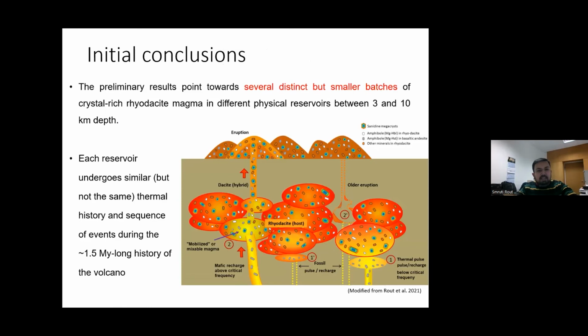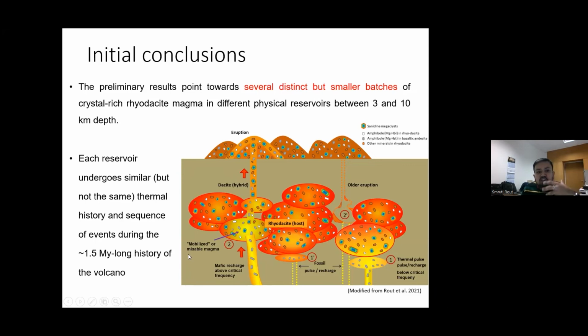So then after that, in the end, we'll just move on to the last segment of the talk, the conclusions based on what we see so far. So the data so far point towards several distinct but smaller batches of crystal-rich rhyodacite magma in the different physical reservoirs between 3 and 10 kilometers of depth.